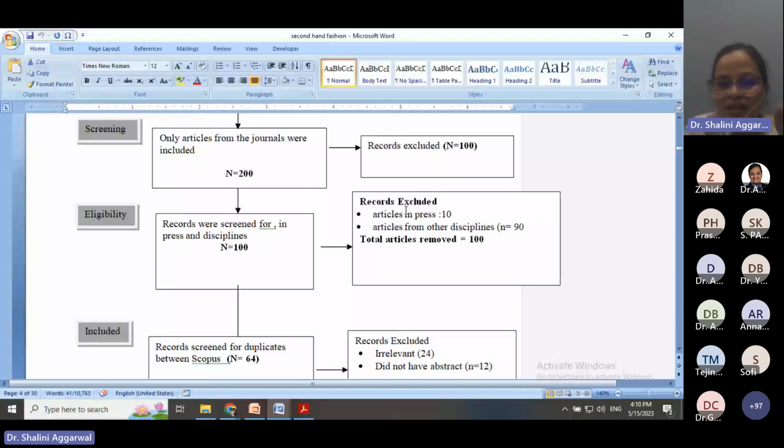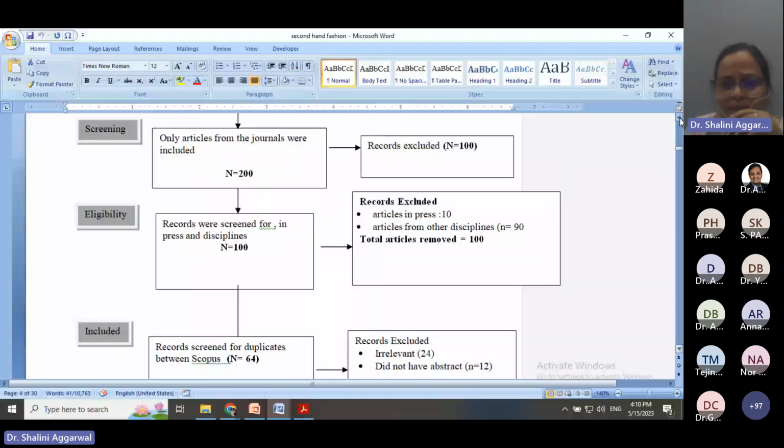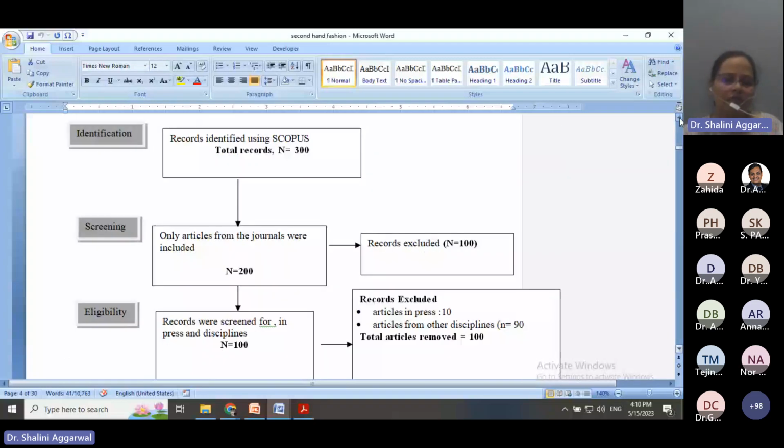Now, what next, on the next stage? So articles in press have been excluded, articles from other disciplines have been excluded. So we have got 100 articles, right? So what is the next step? So irrelevant articles and those that did not have an abstract are also excluded. So we are left with 64. So this is how you have to write it. You have to make this Prisma model. This is also a very, very important aspect of the SLR, right?